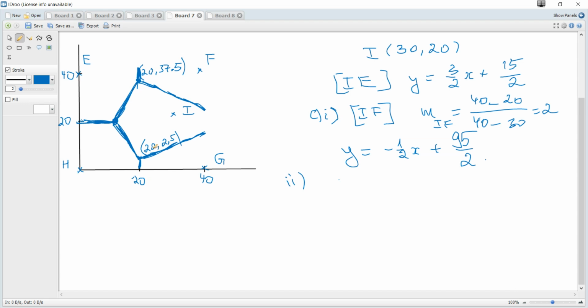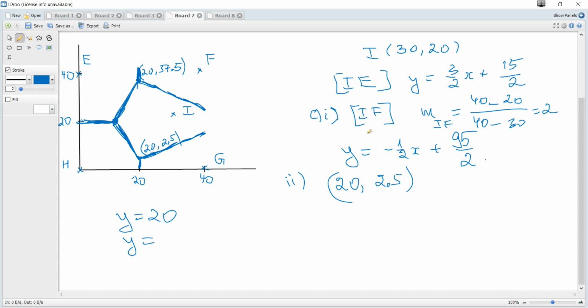And we need the coordinates of other vertices. So other vertices are 20 and 2.5, and we need this vertex, and it can be found as simultaneous equations, or the point of intersection between what lines? Y is 20, this horizontal line, and this bisector of EI. Where is it? EI is this.